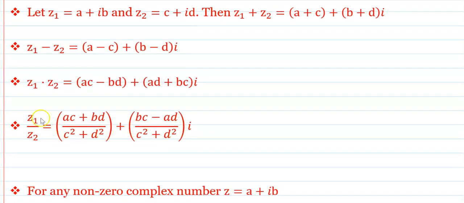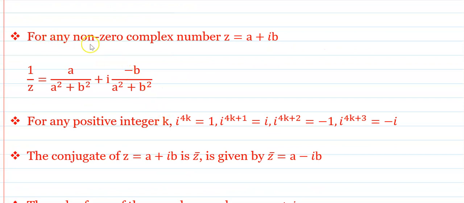Now next is z1 upon z2, that is the division of complex numbers. Then (ac plus bd) upon (c square plus d square) plus (bc minus ad) upon (c square plus d square) into i. Okay, this is the sum of complex numbers, difference, multiplication and the division.